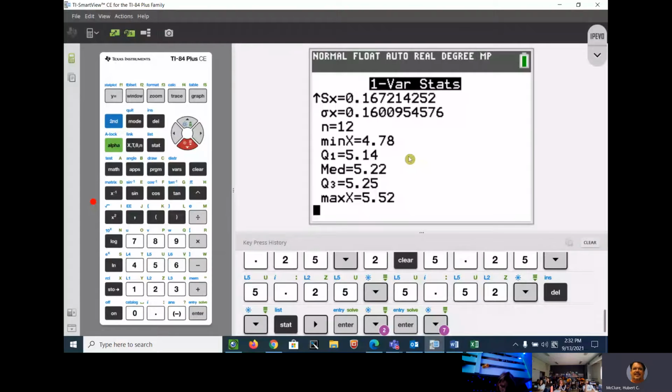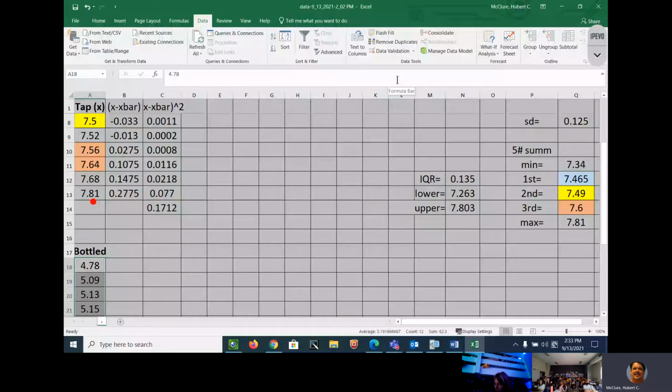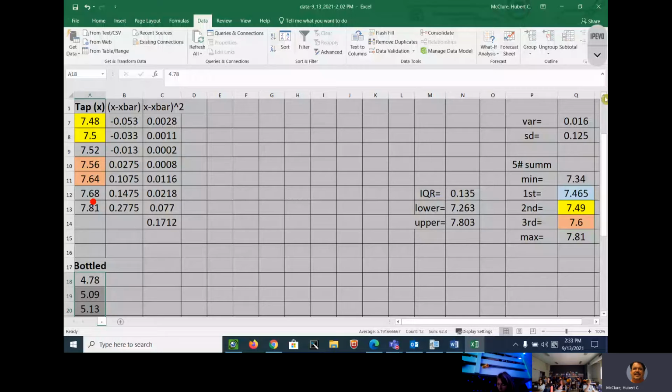Now, I got a question for y'all. Does the calculator give you everything that I can test you on? No. No, it does not. So you're going to have to work no matter what. You're going to have to find stuff on your own no matter what.